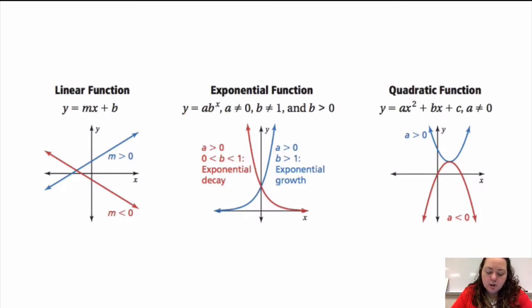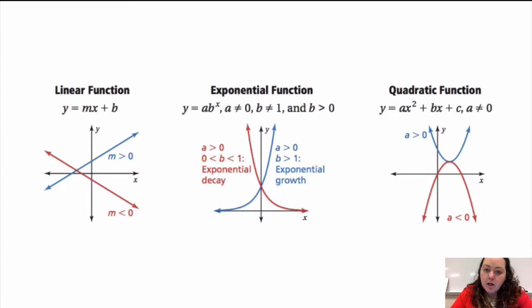An exponential function is y equals a times b to the x, where a cannot be 0, b cannot be 1, and b has to be greater than 0, okay? So if a is greater than 0 and b is between 0 and 1, it's an exponential decay. If a is greater than 0 and b is greater than 1, it's an exponential growth function, okay? And they kind of curve from left to right: it curves up if it's exponential growth, and it curves down if it is exponential decay.